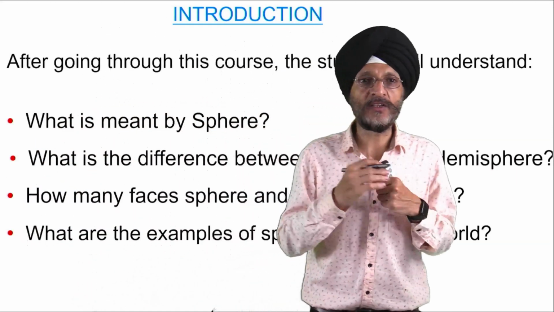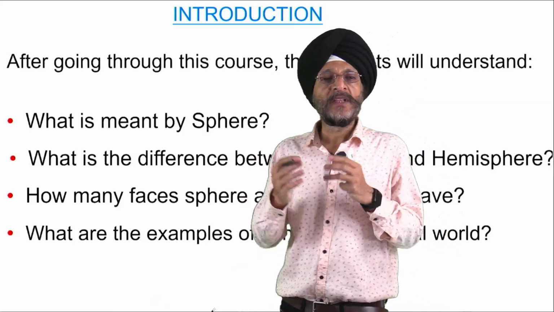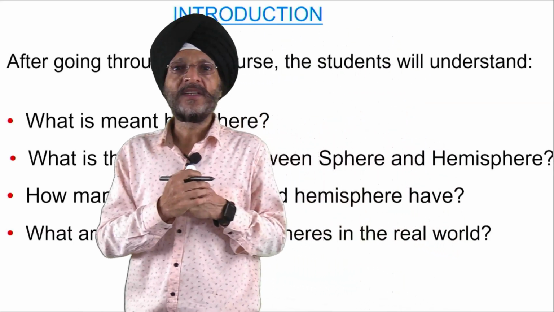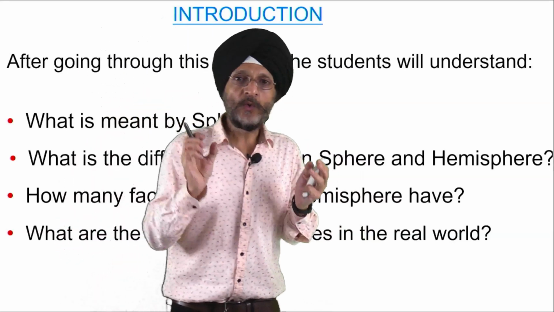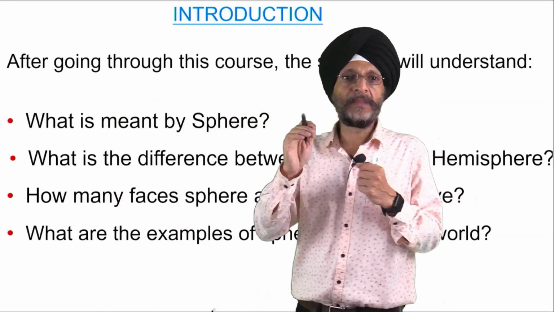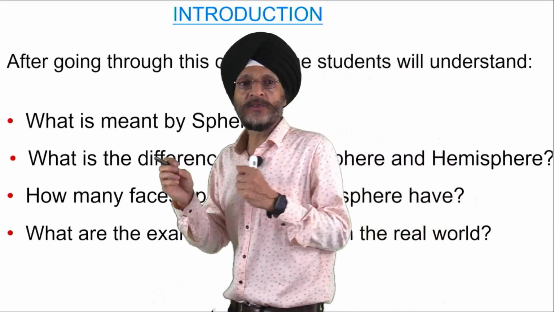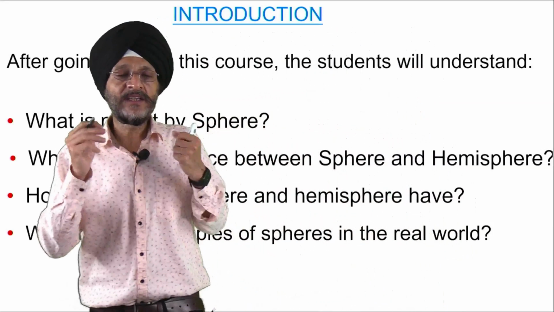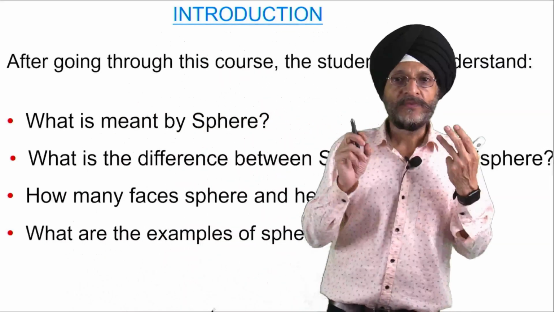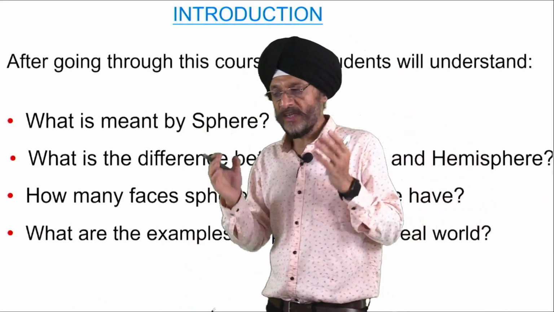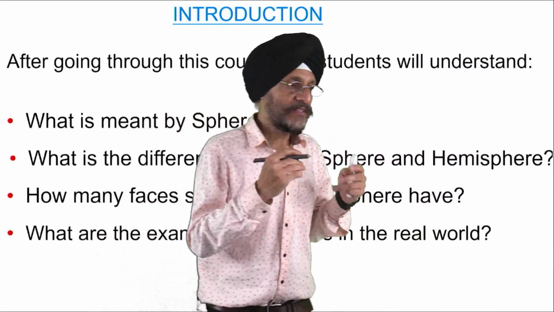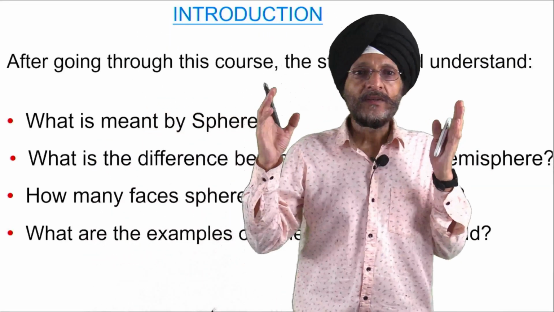The students will also understand that while the sphere has only one face, that is curved face, hemisphere has two faces, that is curved face as well as one flat base. The students will also understand that there are many real world examples of spheres such as basketball, sun, moon, earth, and various celestial bodies.